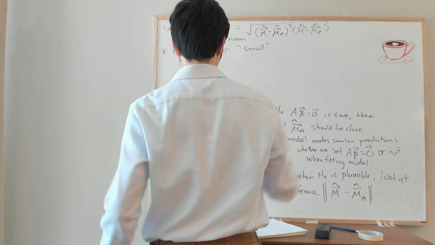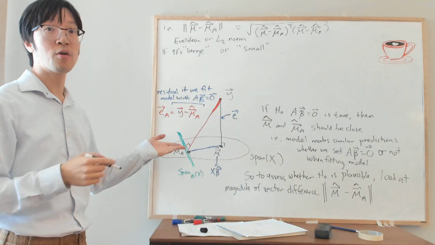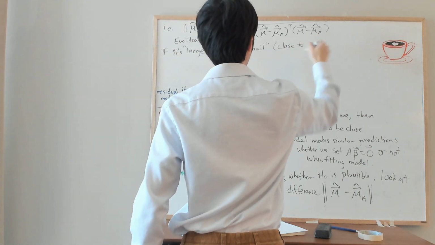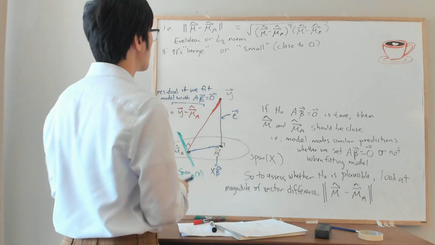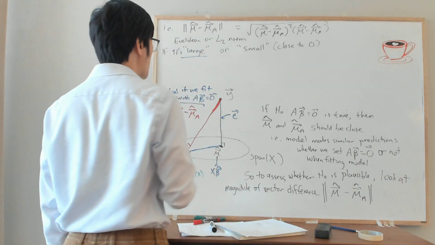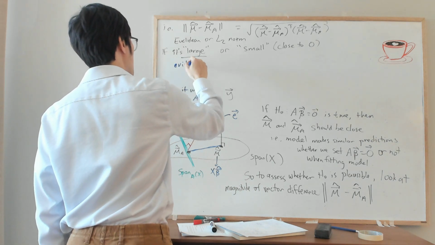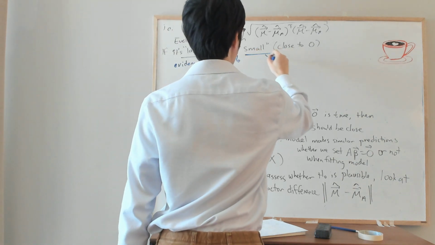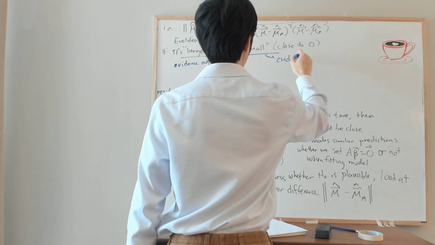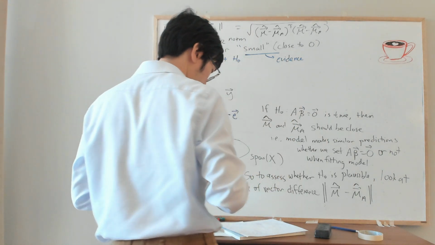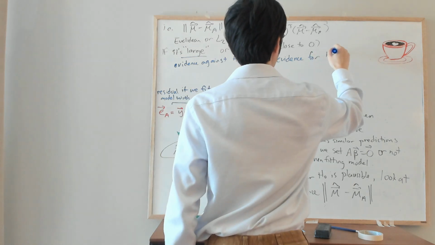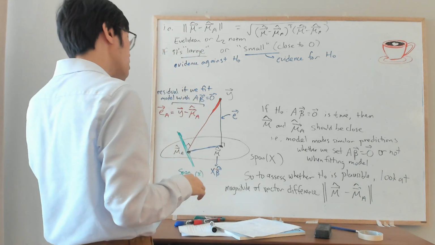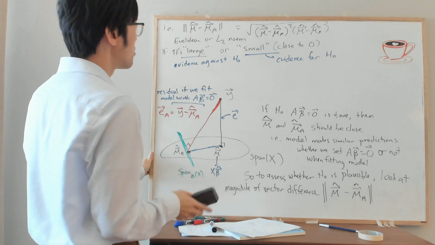Okay, and small means, because this is a distance, notice, it has to be greater than or equal to 0. So small here means close to 0. Okay, so what we're saying is if this distance is large, then this is evidence against the null hypothesis. And if it's small, then this is evidence in favor of the null hypothesis. Okay, so that's the intuition.